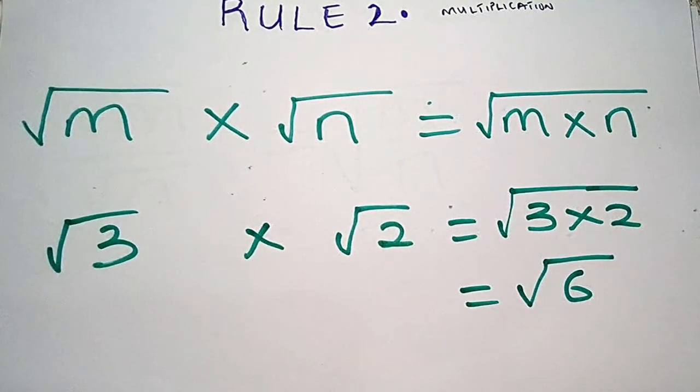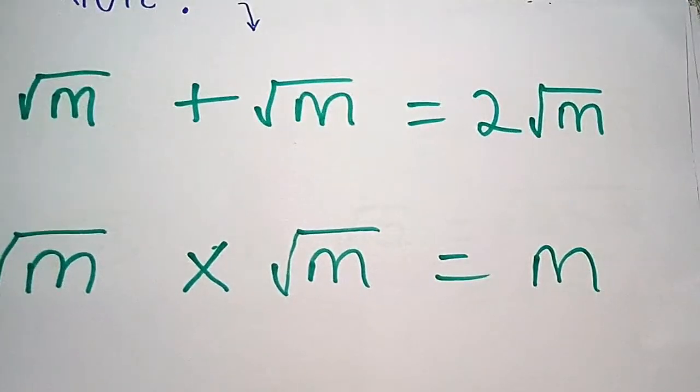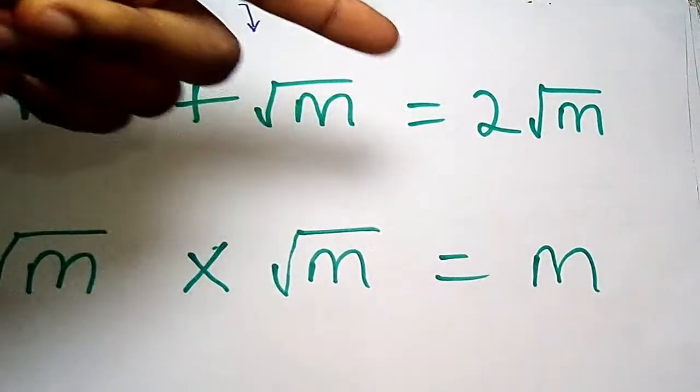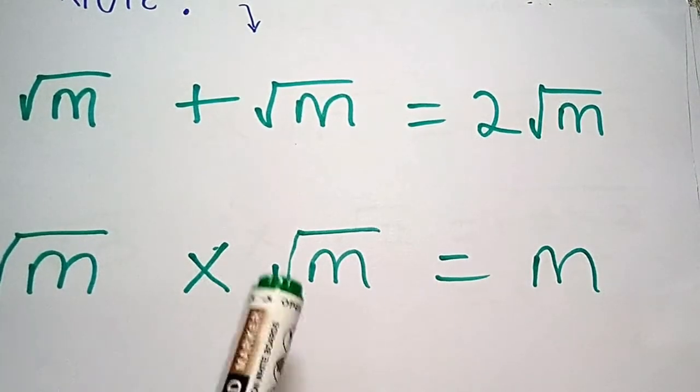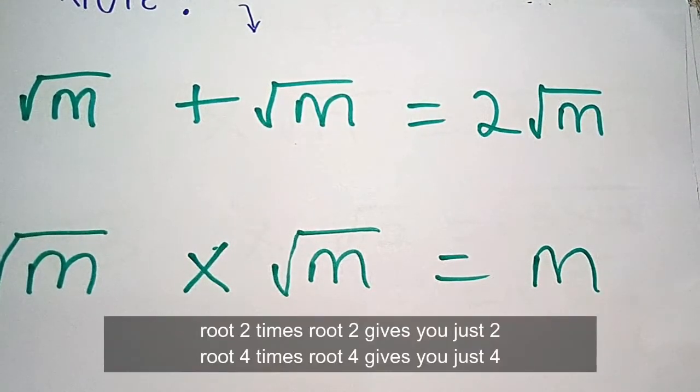Now what about if you have the same roots like root m times root m? Now we talked about root m plus root m to give you 2 root m, but for multiplication, root m times root m gives you just m. Root 2 times root 2 gives you just 2. Root 4 times root 4 gives you just 4.